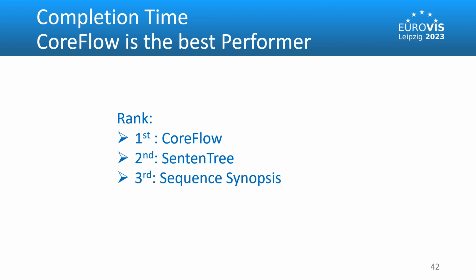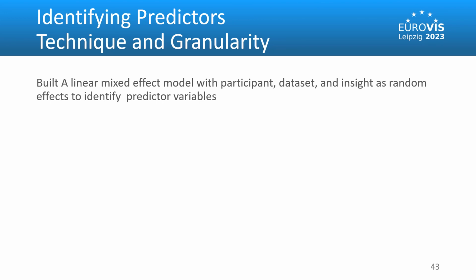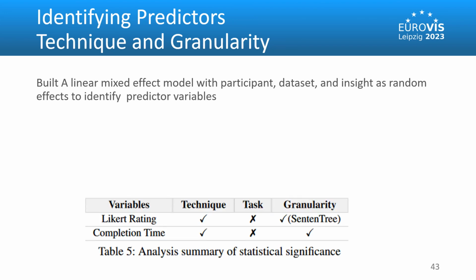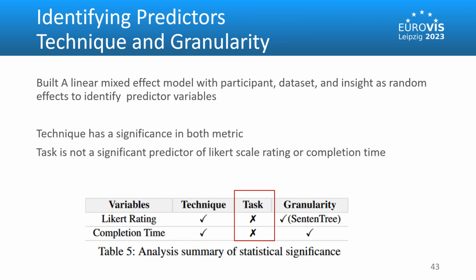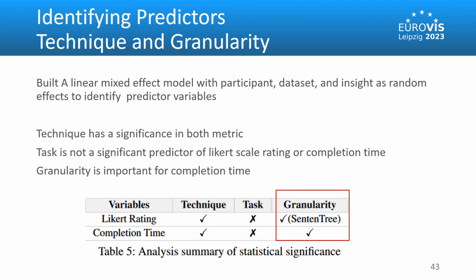We built a linear mixed effect model to identify factors influencing human performance. We observe technique has a significance in both metrics. Task is not a significant predictor of Likert scale rating or completion time. Granularity is important for completion time, which makes sense as finer granularity indicates more events are present in the summary, so it takes longer to interpret the summary.